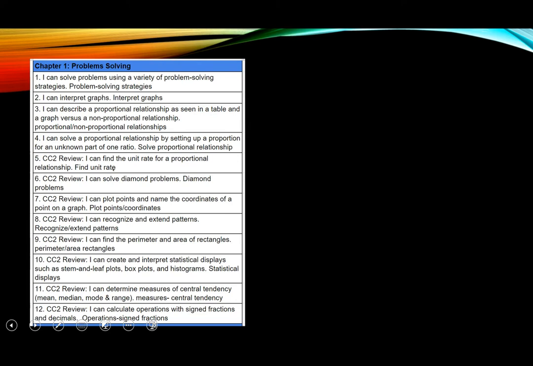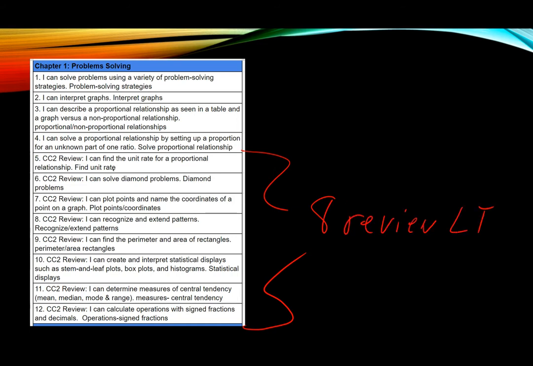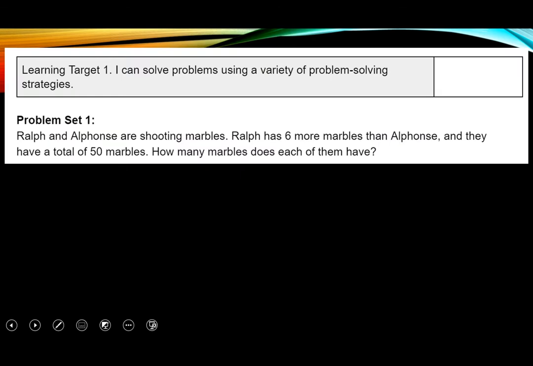All right, so here are the learning targets for this chapter. Notice we do have 8 review learning targets, which means we have 4 new learning targets that we just learned this last week. And here we have learning target 1. I can solve problems using a variety of problem-solving strategies.